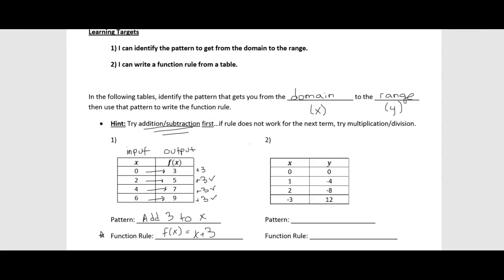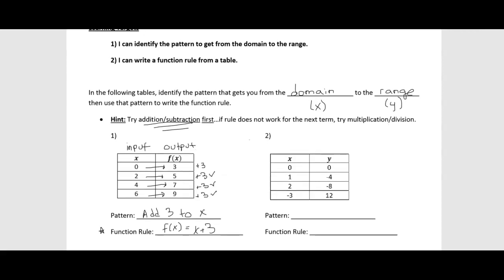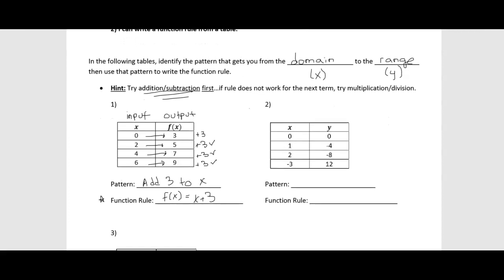Let's try this one right here. Okay, so I'm going to scroll a little bit. Let's look at this one. I'm going to try addition or subtraction, looking from x to y. So obviously this is going to be kind of hard because right away this looks like adding 0. But that obviously will not work here, because 1 plus 0 is 1, not negative 4. So adding 0 doesn't work here, okay? That's why I'm saying try this first, and then if it doesn't work, back up and try something else.